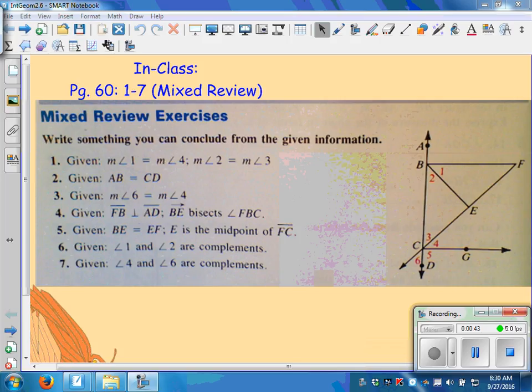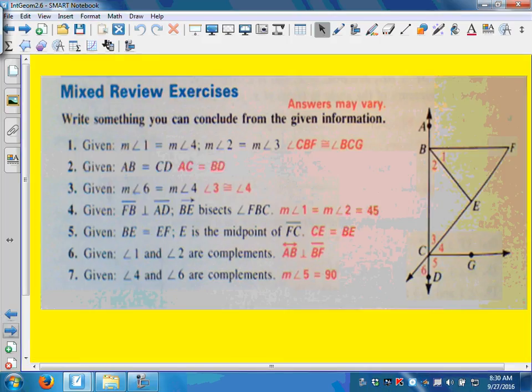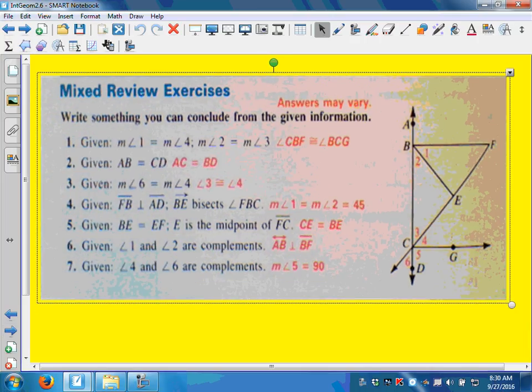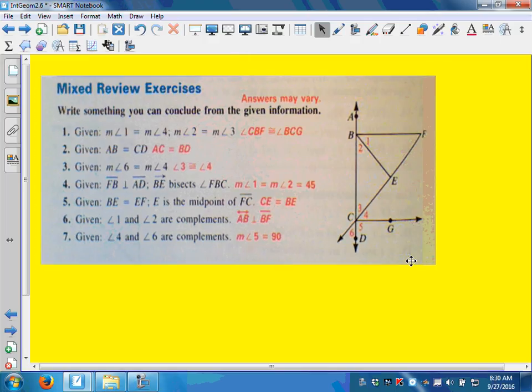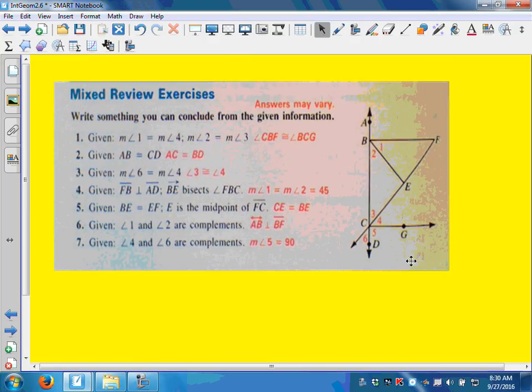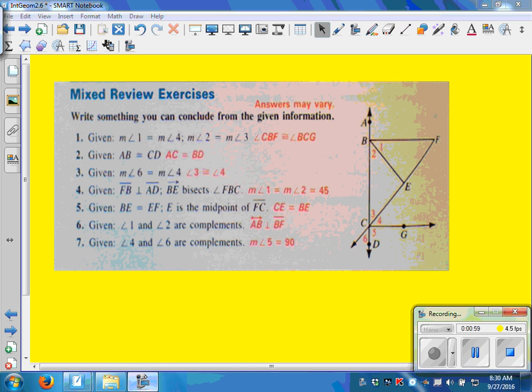All right, let's go ahead and take a look at the answers. They are a little bit blurry. Let's see if I can get those to look a little clearer. A little bit smaller. There we go.